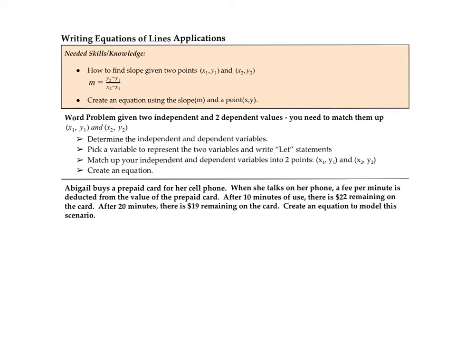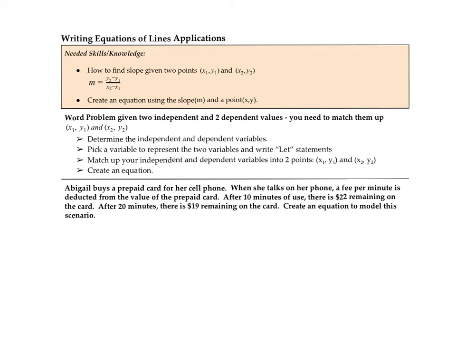Okay, so word problems. When they are given, you need to first identify two independent and two dependent values. Again, independent are x values and dependent are y values. So once you have those 4 pieces of information, you need to match them up. So that would be x1, y1, and x2, y2. Now, once we have that, we will determine which one is independent and which one is dependent. Then we are going to create our let statements by representing the two variables. And then we're going to match up the independent and dependent variables with the 2 points. And once we have the 2 points, we can create an equation.